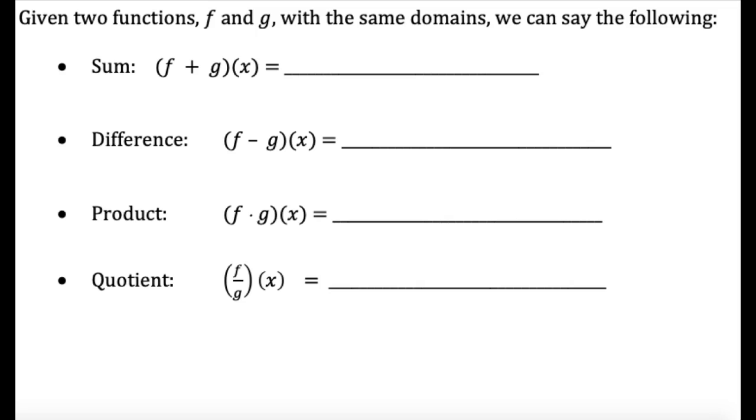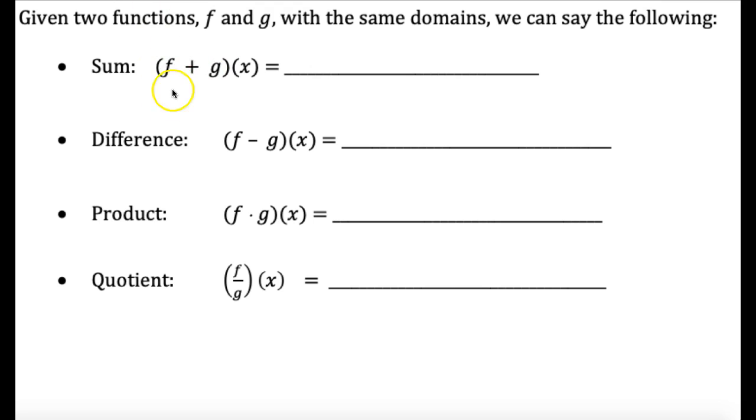All right, let's take a look at combining functions here for 2.8. This first part is just some notation. We've got two functions, say f of x and g of x, with the same domains. That part's actually kind of important. With the same domains, we can say the following.